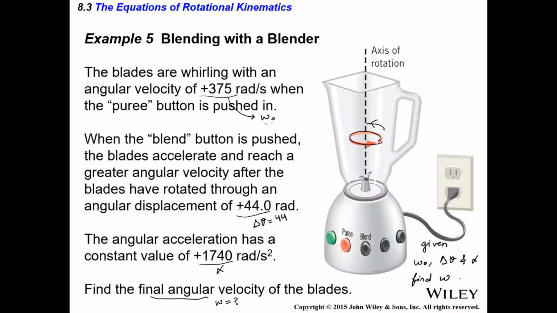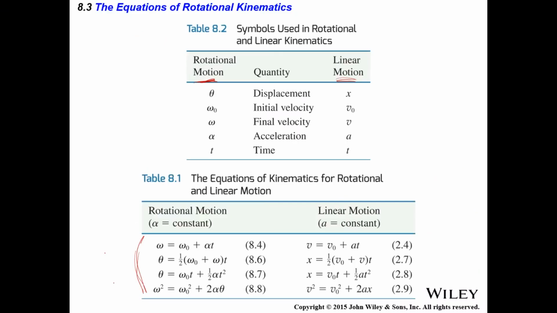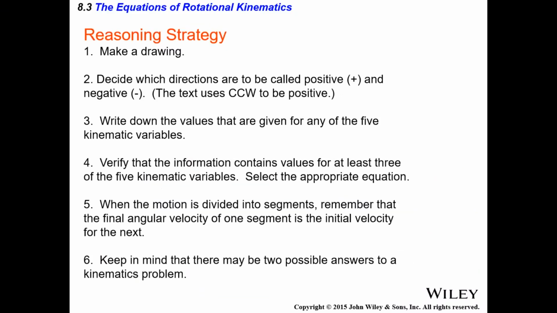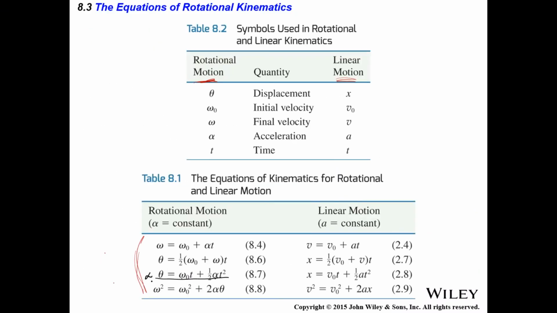Let's look at our equations. So I want something where I have omega 0, alpha, and theta. This one is not very convenient because I don't have the time. So rather, I'm going to use this equation. I have omega 0, I have alpha, and I have theta. So I can find omega very easily.